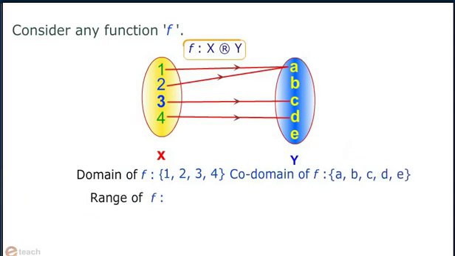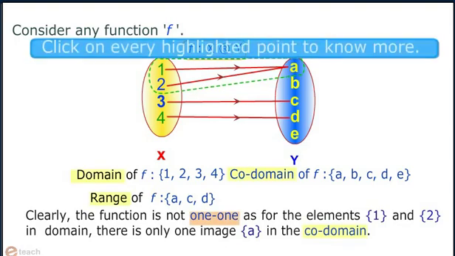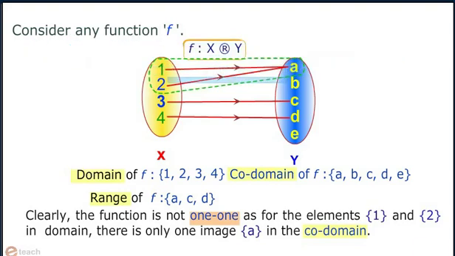Similarly, range of f is a, c, d. Clearly, the function is not 1-1, as for the elements 1 and 2 in domain, there is only one image a in the codomain. Click on every highlighted point to know more.